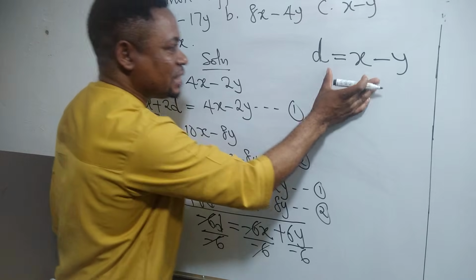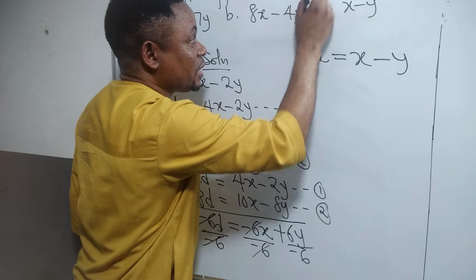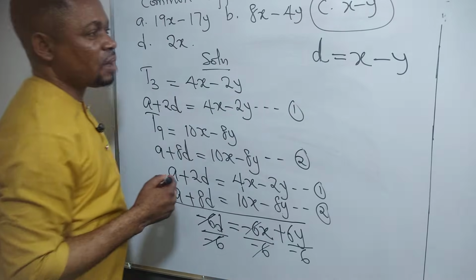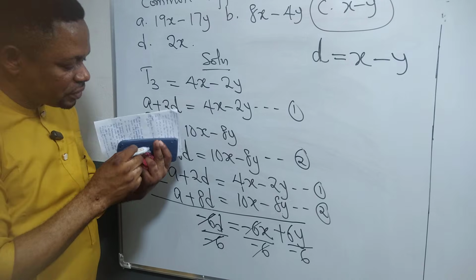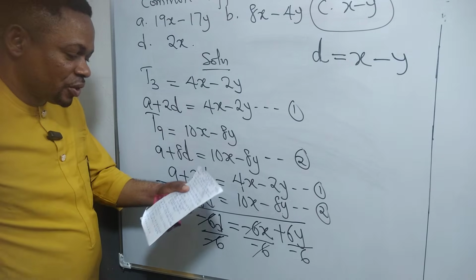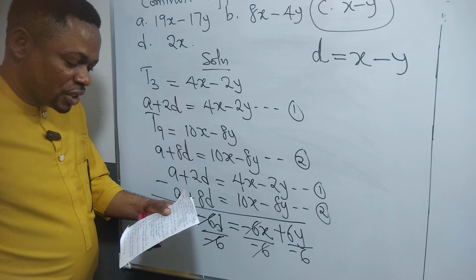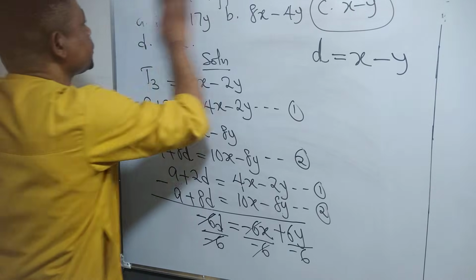Then my question is, is this thing in the options? Yes. The correct answer is option C. Am I communicating now? So having satisfied the first question, can we quickly move to the second question? Watch.